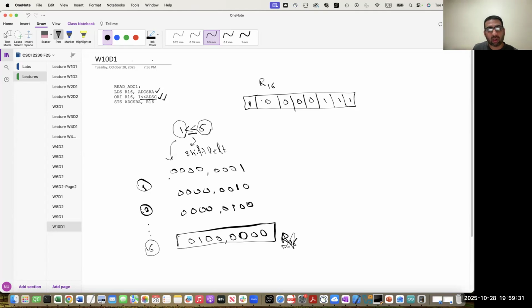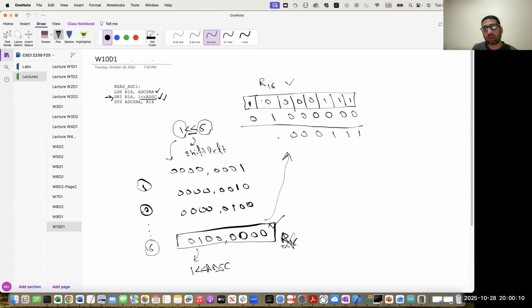So this is the result of 1 shifted by ADSC, right? So this is the immediate number you will have in this instruction. You are saying OR R16 with this immediate number. What is R16? R16 is this one here, which contains the value of ADCSRA. So what is the immediate number? This one, I'm putting it there: 0, 1, 0, 0, 0, 0, 0, 0. So when you do OR, what will be the result? 1, 1, 1, 0, 0, 0, 1, 1.